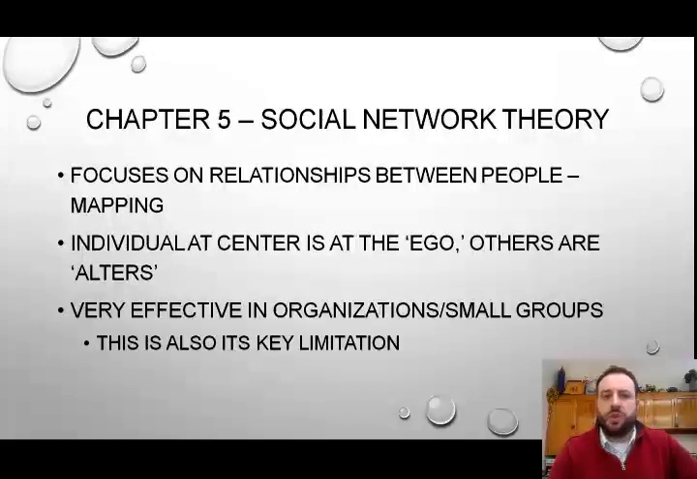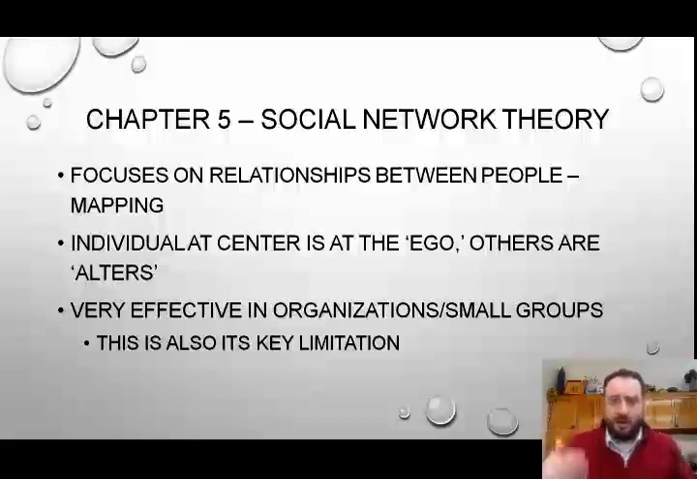Social network theory is the relationship between people. And often you do that by mapping. And so when you want to go into an organization and make change, you might find out who the key decision makers are, who the key influencers are, regardless of where they are in the power structure. Could be a secretary, could be the CEO, you never know. The individual at the center of your map is the ego, those around them are the alters.